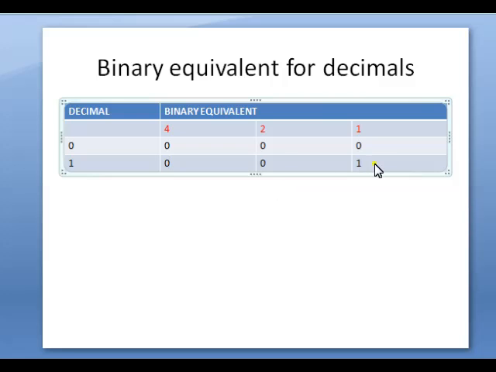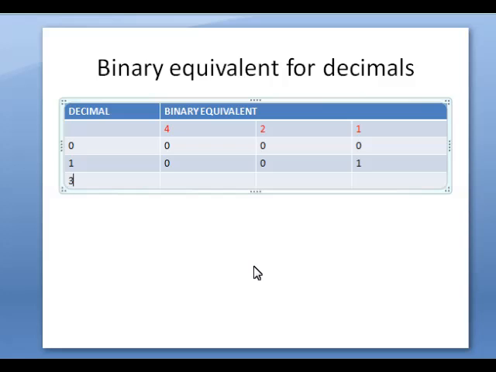Now we are going to see the binary equivalent for 2. How will you write the binary equivalent for 2? Here the 2 is here, so it is 1, and all the other numbers are 0. So the binary equivalent of 2 is 0, 1, 0.